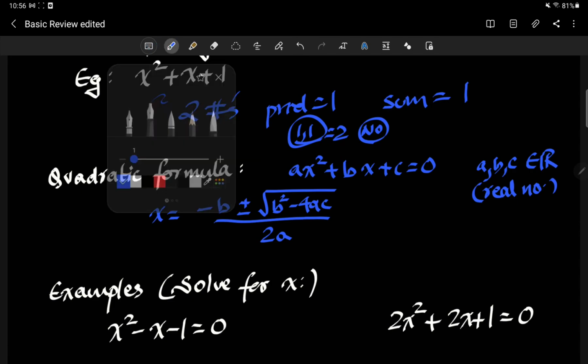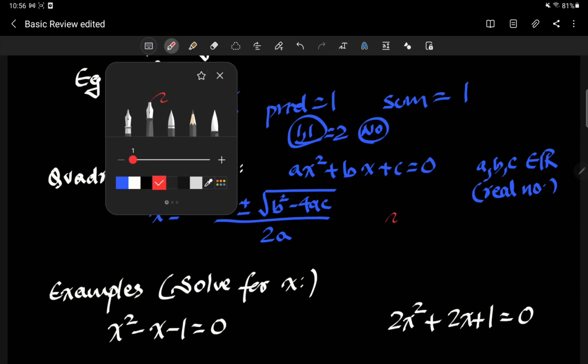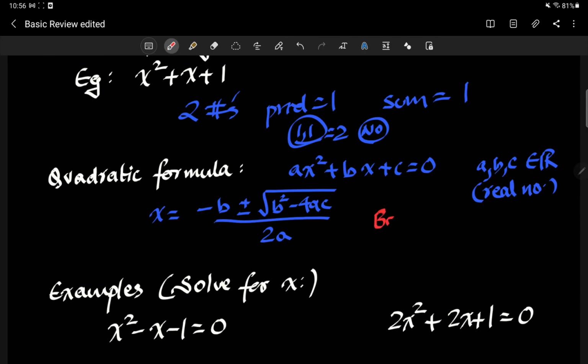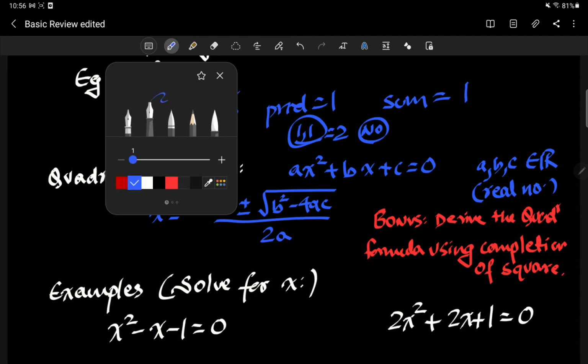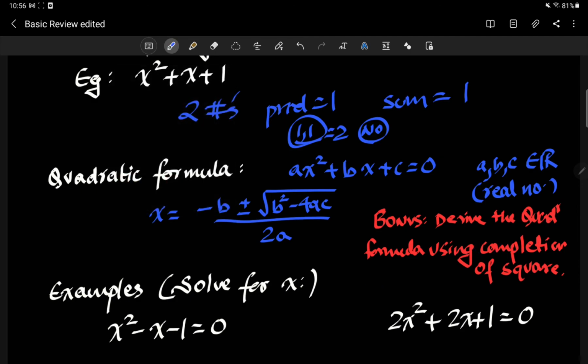Okay. Now at this point I'm going to assign a bonus. Bonus is derive the quadratic formula using completion of square. Okay, this is something you have seen in your previous math classes, so hopefully you remember how to do that. Again, because completion of square is a pretty handy tool in mathematics.